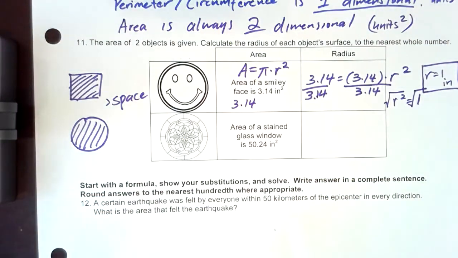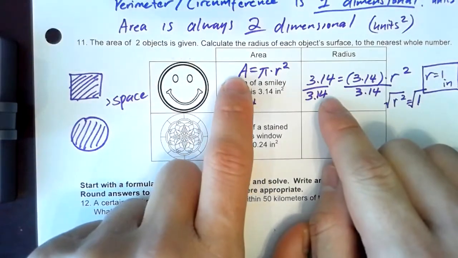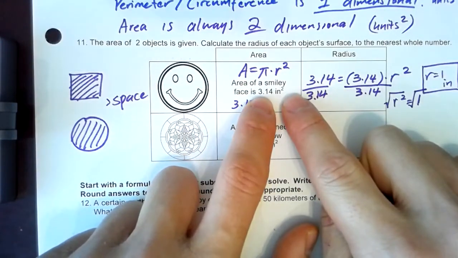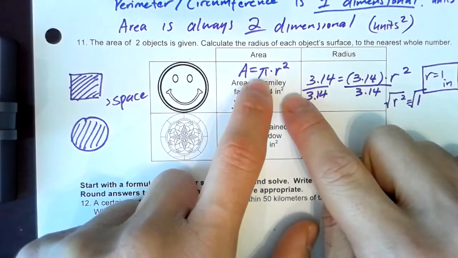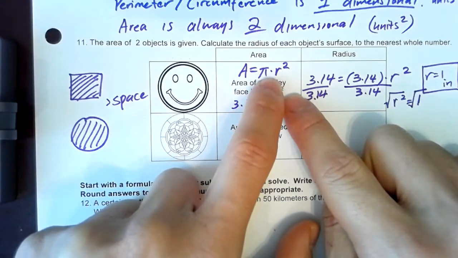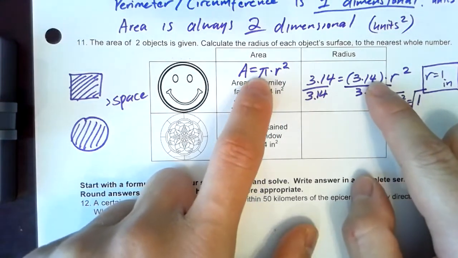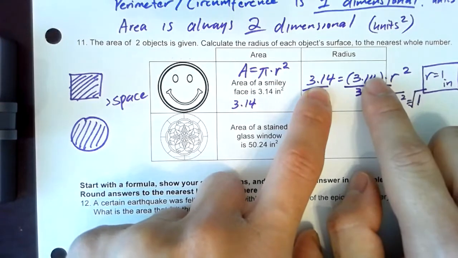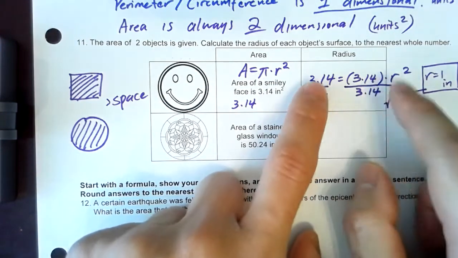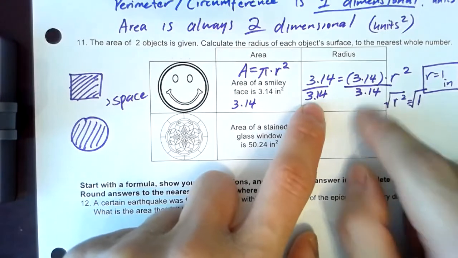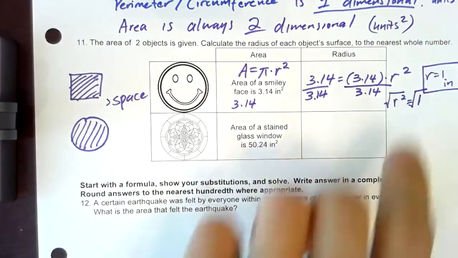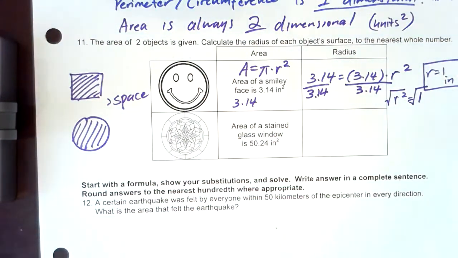Okay, so let's recap what I did. I took my area, which was 3.14, and I set it equal to the formula of the area, which is pi times r squared. Pi is always 3.14 in this case, and what's funny is the area itself is also 3.14. So I then divided both sides by 3.14, and I got r squared is equal to 1. So it's like asking what times itself will equal 1, and the only value is 1.